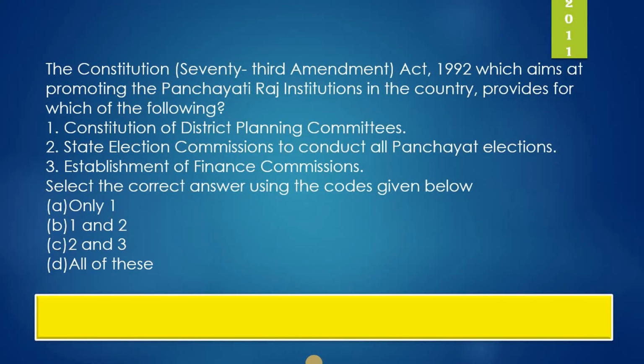The Constitution 73rd Amendment Act 1992, which aims at promoting the Panchayati Raj institutions in the country, provides for which of the following? The statements are: Constitution of District Planning Committees, State Election Commissions to conduct all Panchayat elections, establishment of Finance Commission. Okay, so which one is the correct answer? Only 1 and 2, 2 and 3, or all of these. So the answer is option number C, that is the second and the third statements are correct. As far as the first statement is concerned, it is incorrect because the district planning committees come under the provisions of Article 243ZD, which came into existence through the 74th Amendment Act, and it was not passed in the 73rd Amendment Act. Okay, so that's why it's incorrect.